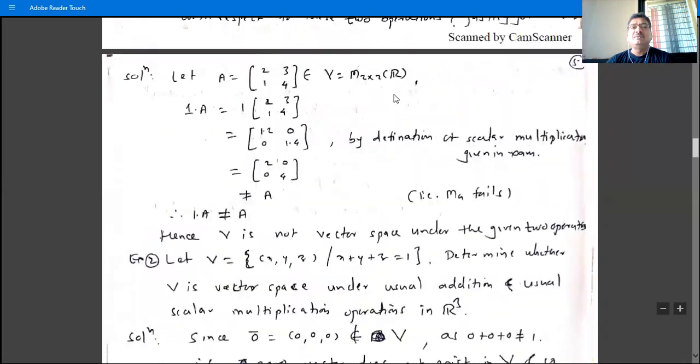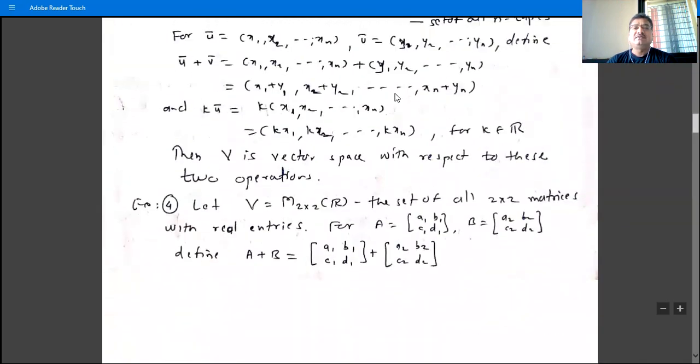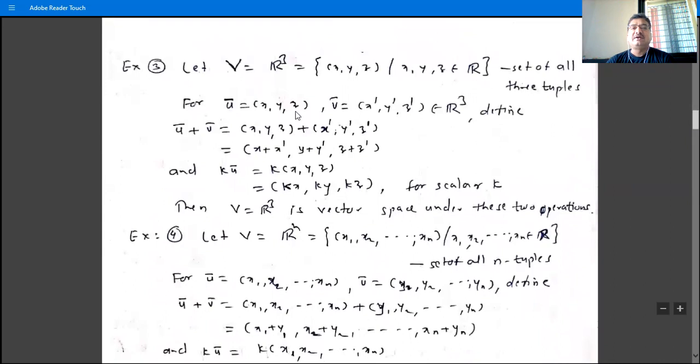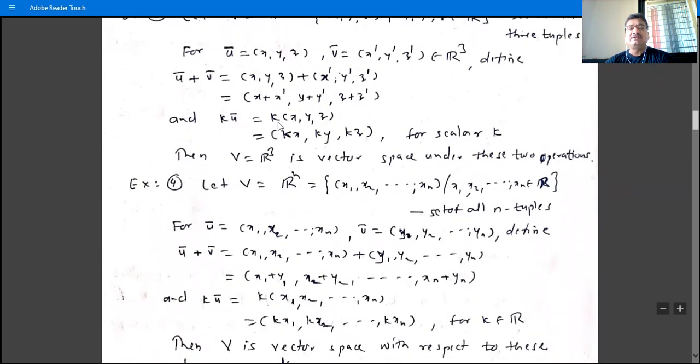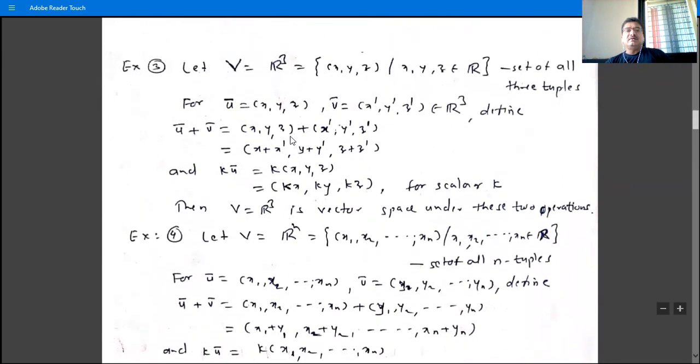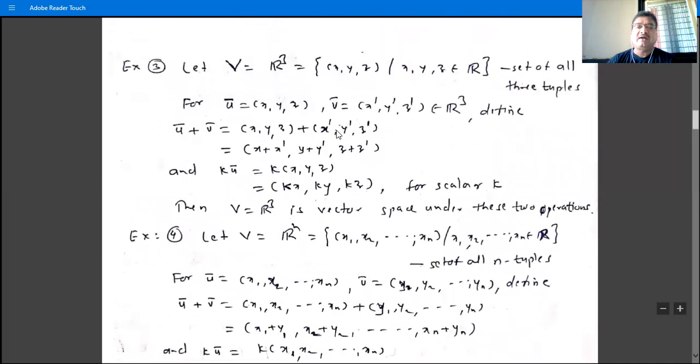So what is the usual addition in R3? We know that the addition in R3 is (x, y, z) plus (x', y', z') equals (x plus x', y plus y', z plus z'). This is the usual addition in R3. And what is the scalar multiplication in R3? k times (x, y, z) is (kx, ky, kz), again a three-tuple. So these are the usual addition and usual scalar multiplication in R3.